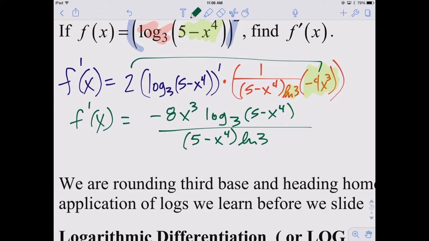Now we could distribute the natural log of 3 in the denominator, right? And then I could bring the 5 up and call it 3 cubed. Probably not a good idea. What else could we do to make this look uglier? Could I bring the whole negative 8x cubed up as an exponent on that? Do you think we're going to? No, let's not, and say we did.